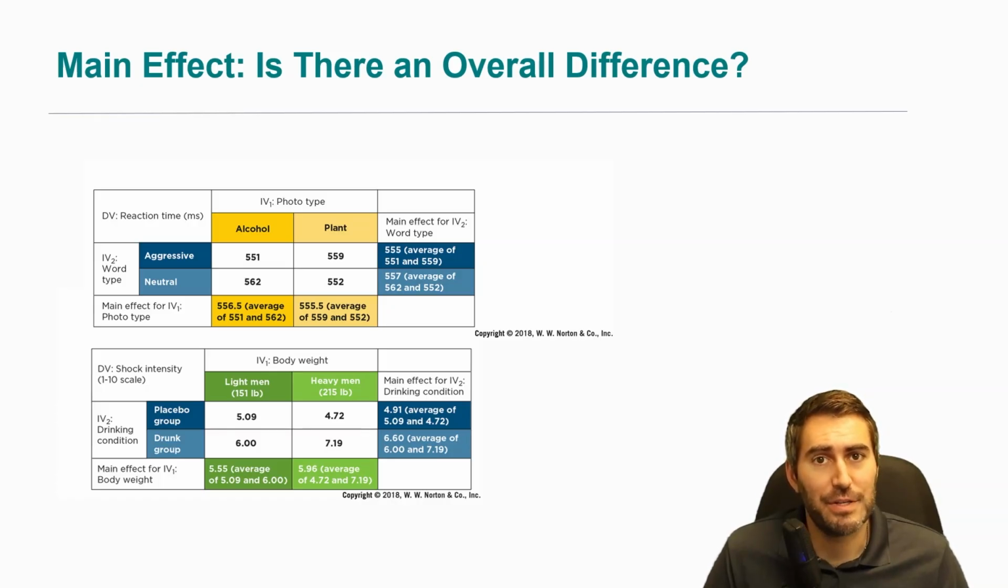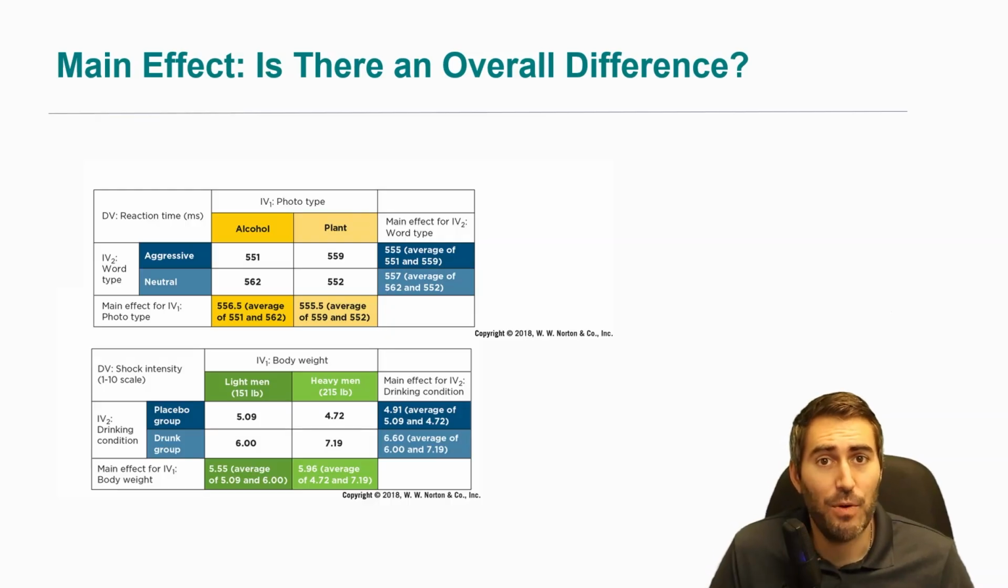To determine if there's a main effect for photo type, you would compute reaction time after seeing the alcohol photos averaged over word type, and reaction time after seeing plant photos also averaged over word type. These averages are presented at the bottom in yellow. Again, there's not much of a difference between the 2 means, 556.5 for the alcohol photo, and 555.5 for the plant photo. So there is no main effect of photo type either.